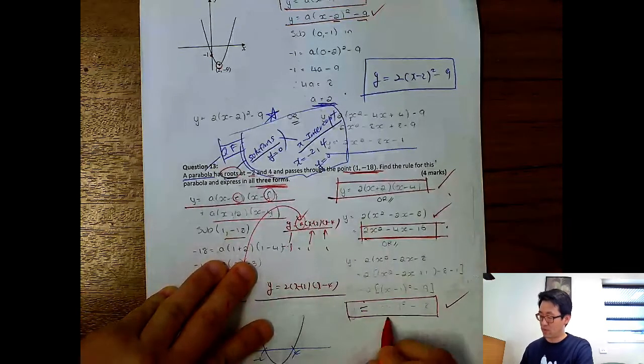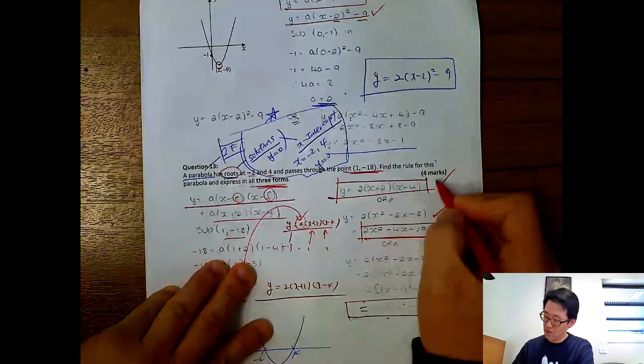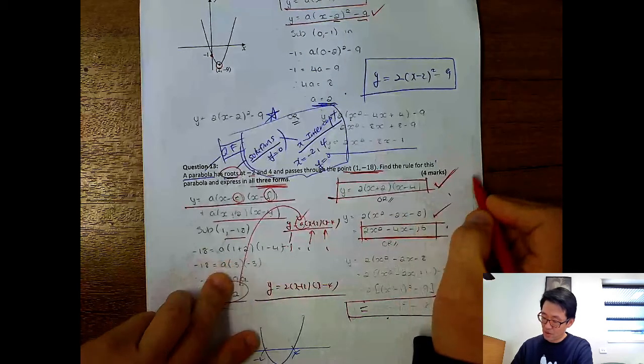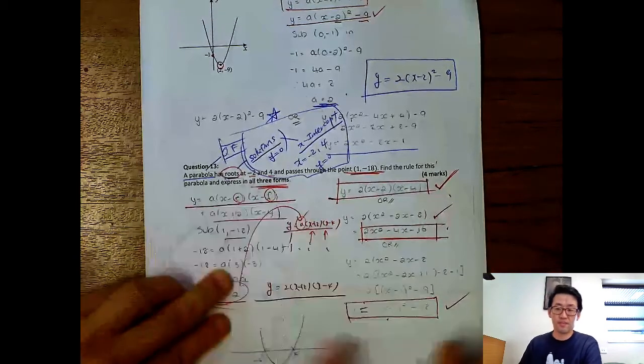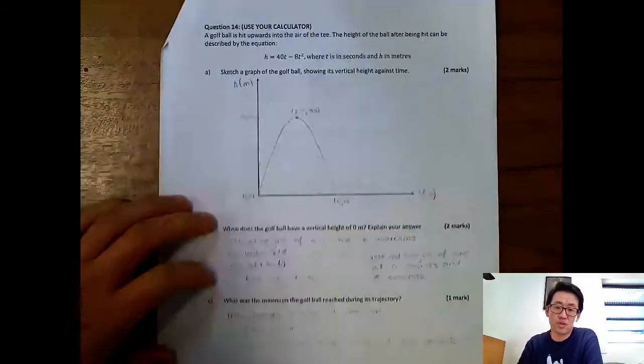So 3 forms: turning point form, general form, and this one is, well, factorized form. Okay. Yeah. Next one, the last question.